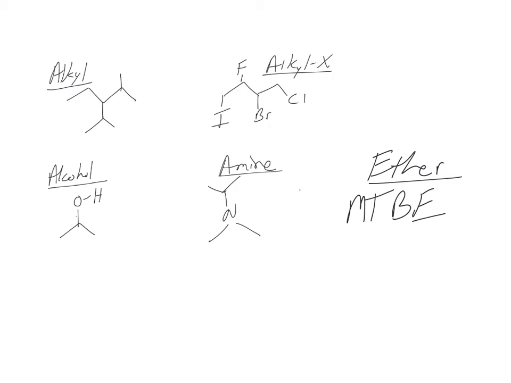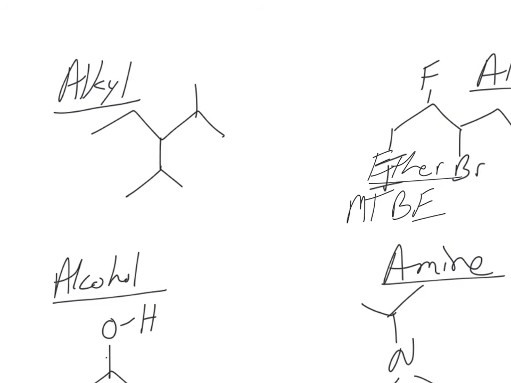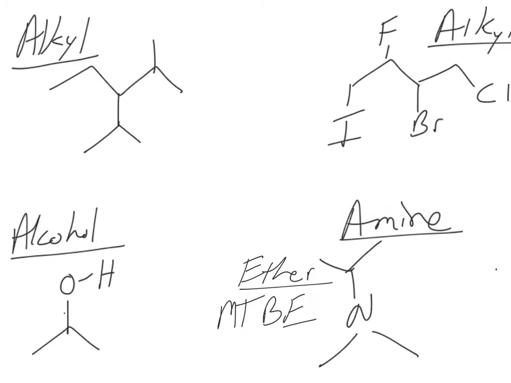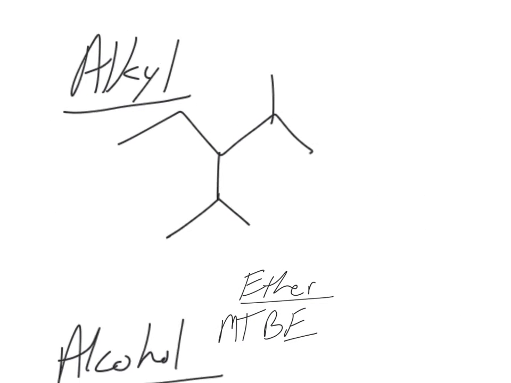So for our problem here, we're going to work on doing nomenclature for all different types of groups we talked about. That would include just plain alkanes, alkyl halides, alcohols, amines, and ethers. So let's start with the alkyl group first. Let's zoom in on that.